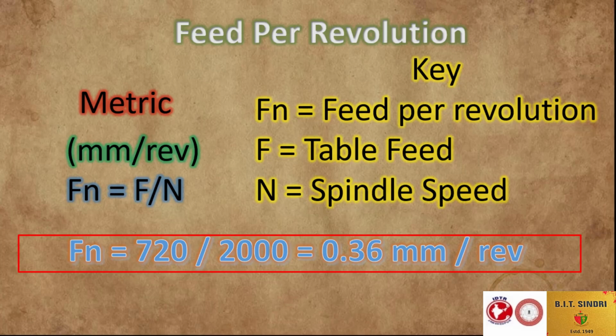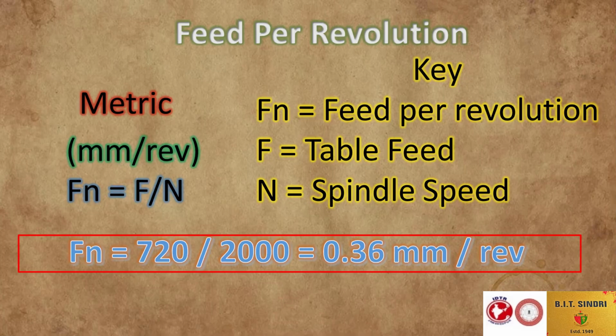So if our table feed is 720 millimeters per minute and we have a spindle speed of 2000 revolutions per minute, we would divide 720 by 2000. So our Fn value, our feed per revolution, would equal 0.36, and that is millimeters per revolution. So for every revolution of the spindle, the tool would travel 0.36 of a millimeter. So that is how we do feed per revolution. It is quite a simple equation, this one. It is CNC or manual, the equation is still the same, and this is how we work out our feed per revolution when we have a good idea of what table speed we wish to achieve.